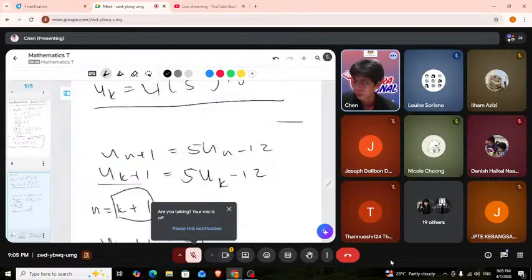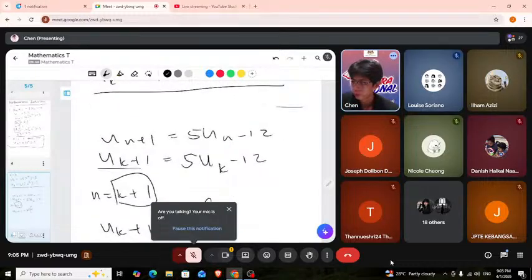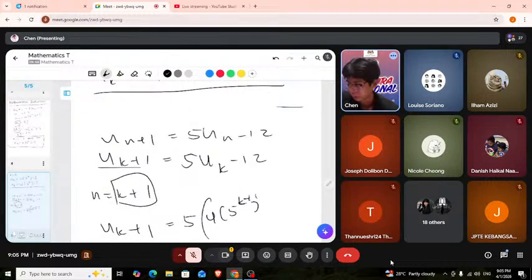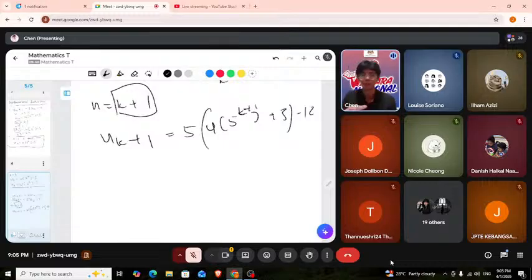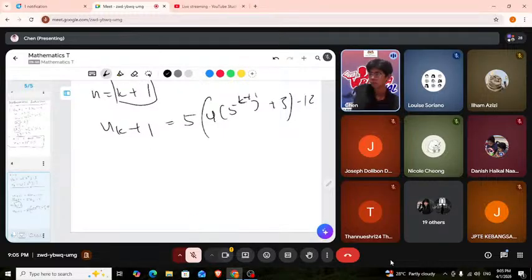4, what is it? 4, 5k plus 3. Or just k plus 1 here. k plus 1 plus 3 minus 12. Right? Sorry if the writing is not that nice. Then after that, once we have this, how are we going to solve this?